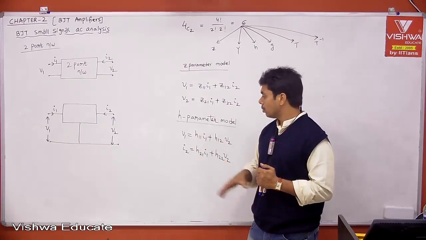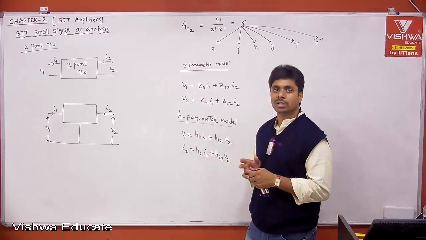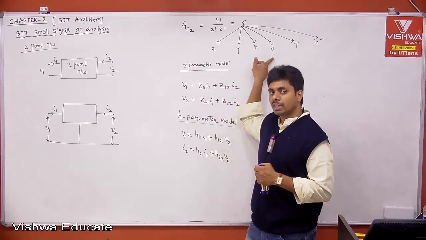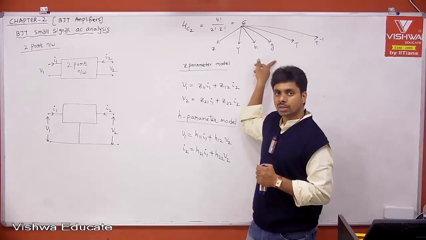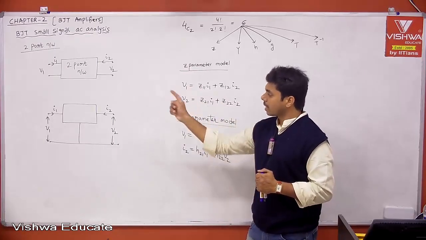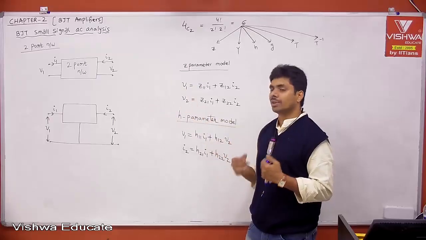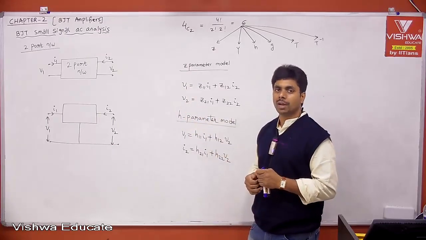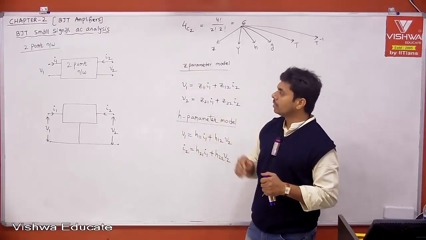It doesn't mean that only if you go ahead with this will we get amplification parameters. No, you can go ahead with the Z parameter model. You can go ahead with G parameter, T inverse, anything. But you need to do post processing to calculate voltage gain, current gain, input impedance, output impedance, because ultimately we want the 4 AC parameters associated with the amplifier, since we are going ahead with the amplifier.